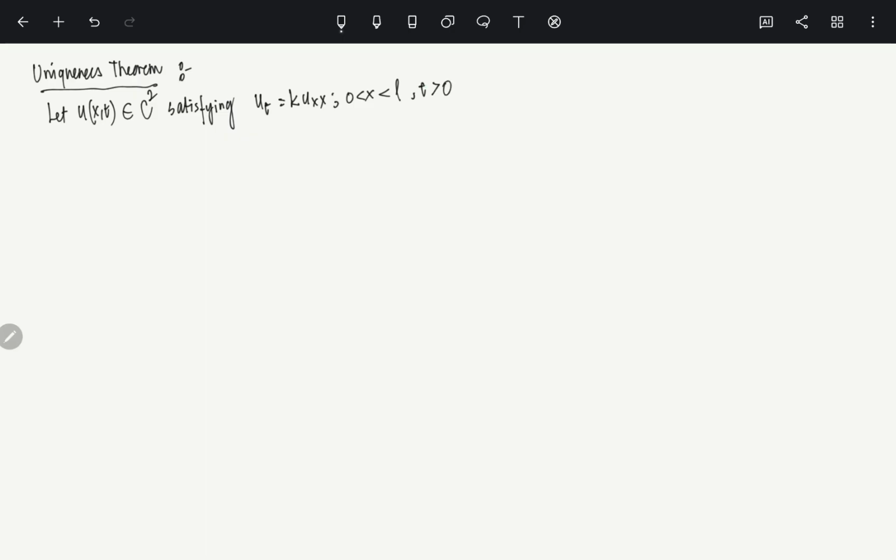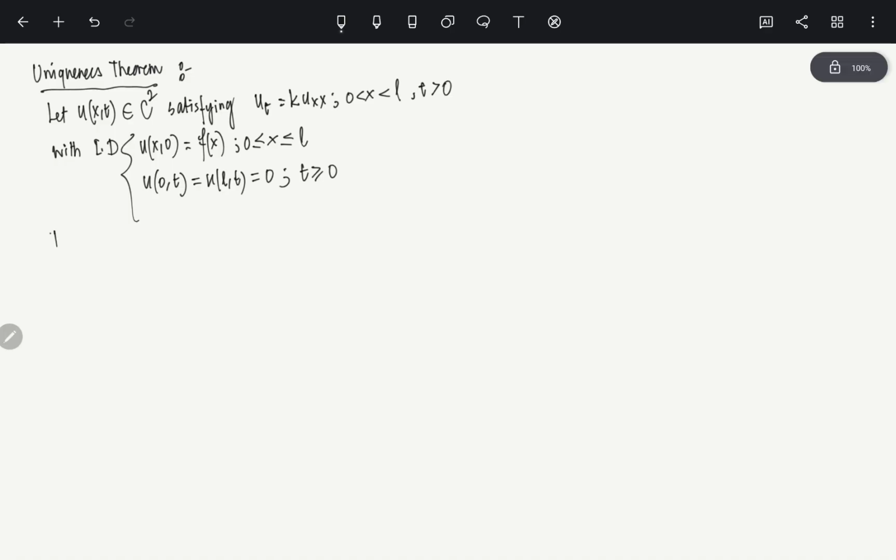With the initial data, what is the initial data? u(x,0) = f(x) for 0 < x < L, and u(0,t) = u(L,t) = 0 for t ≥ 0. If this happens, then the solution is unique.